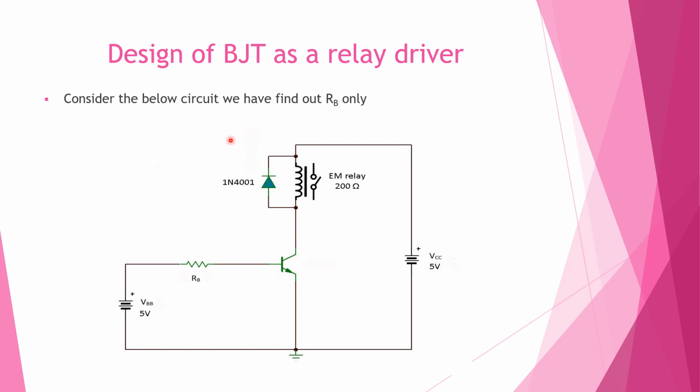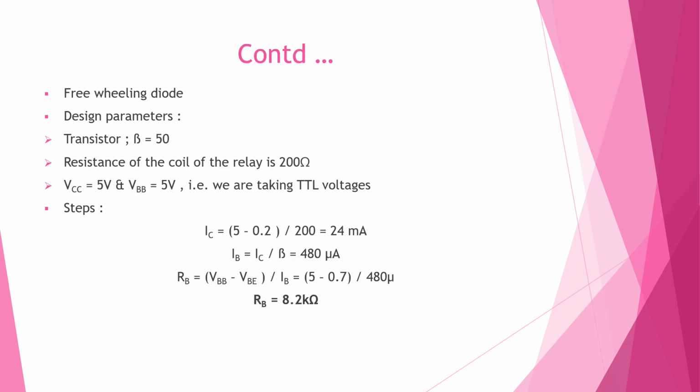So we have to find RB only here. Suppose this will be the output port of a microcontroller. So it's a freewheeling diode here. Now the design parameters: transistor beta is equal to 50, the resistance of the coil of the relay is 200 ohms, and VCC equal to 5 volt, VBB 5 volt. So that is, we are taking TTL voltage here.